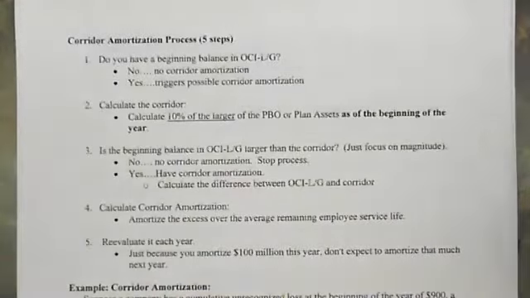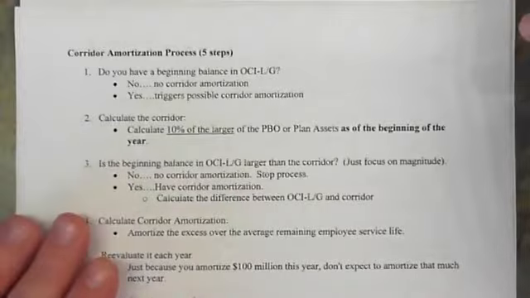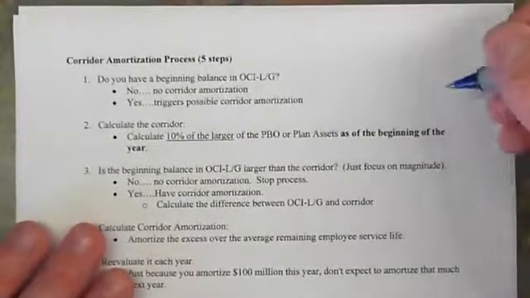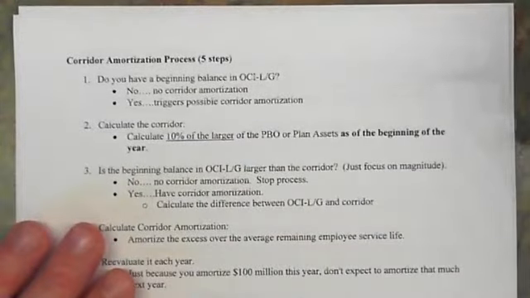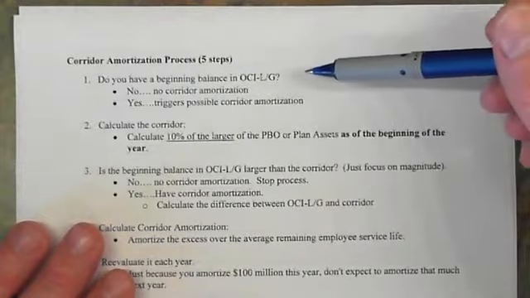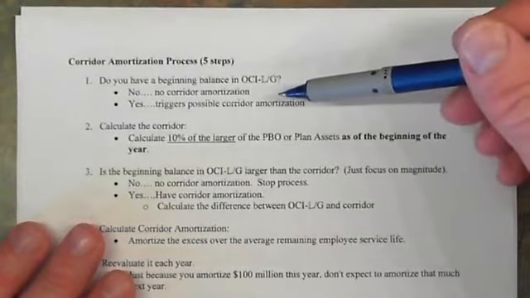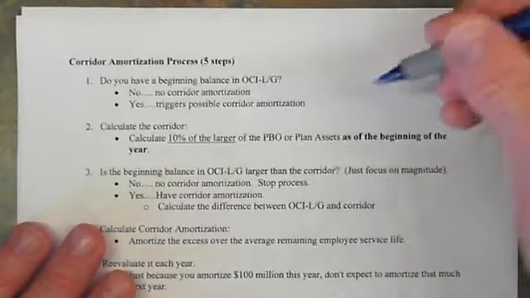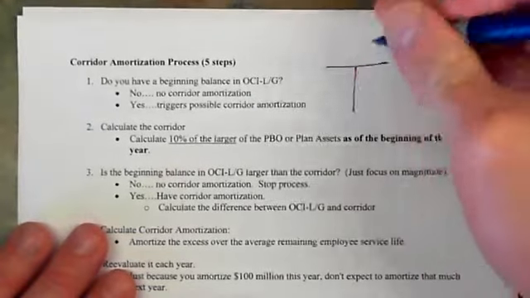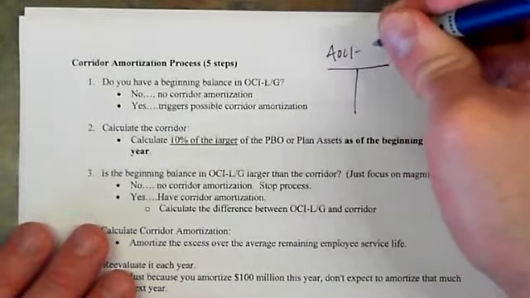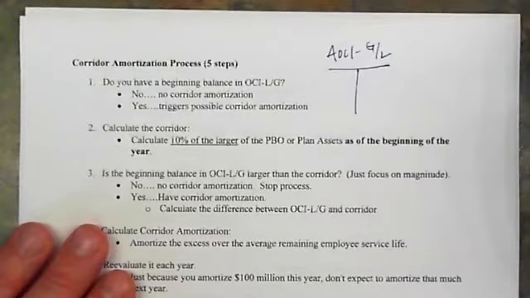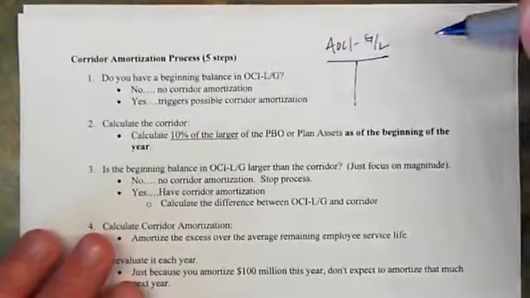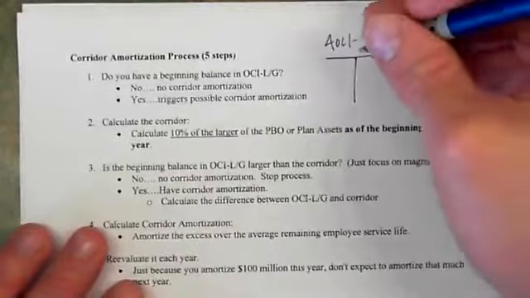So now let's see how that last component can fit into our example in some potential ways. So the first thing, of course, that occurs with corridor amortization is that you have to have a beginning balance. If you don't have a beginning balance, so if you have zero balance, then you don't have corridor amortization. So we can apply that to our example, where first we didn't have a balance in our unrecognized gains or losses.